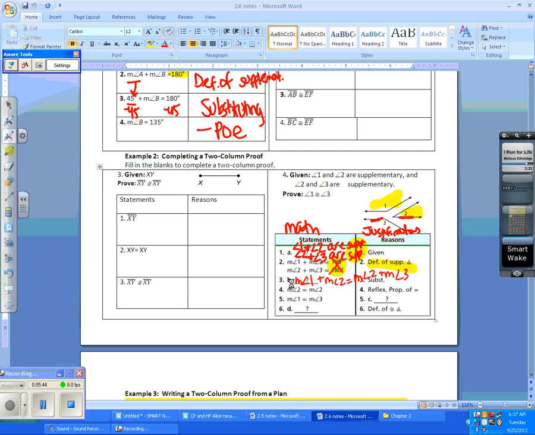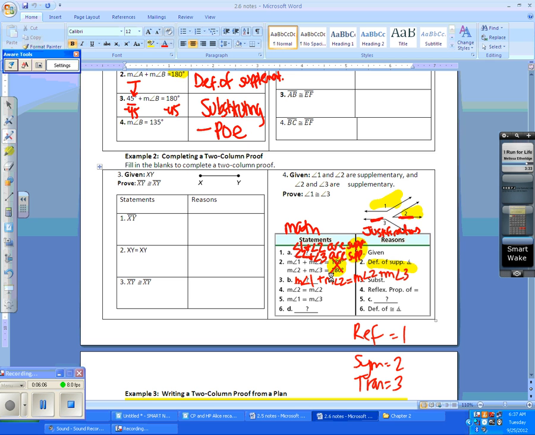Okay. Now we have this long equation, and if you notice, the next step, number 4, says measure of angle 2 equals measure of angle 2. Notice they're only talking about one thing, so that's the reflexive property of equality that we talked about. Remember, the reflexive talks about one thing, symmetric talks about two things, and the transitive talks about three things. So since this is only talking about one angle, you're using the reflexive property.